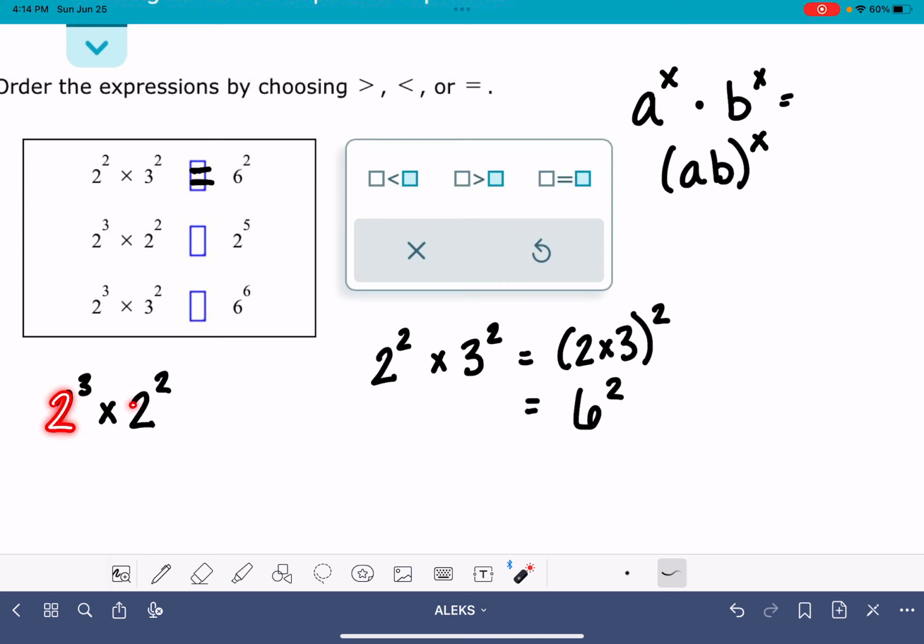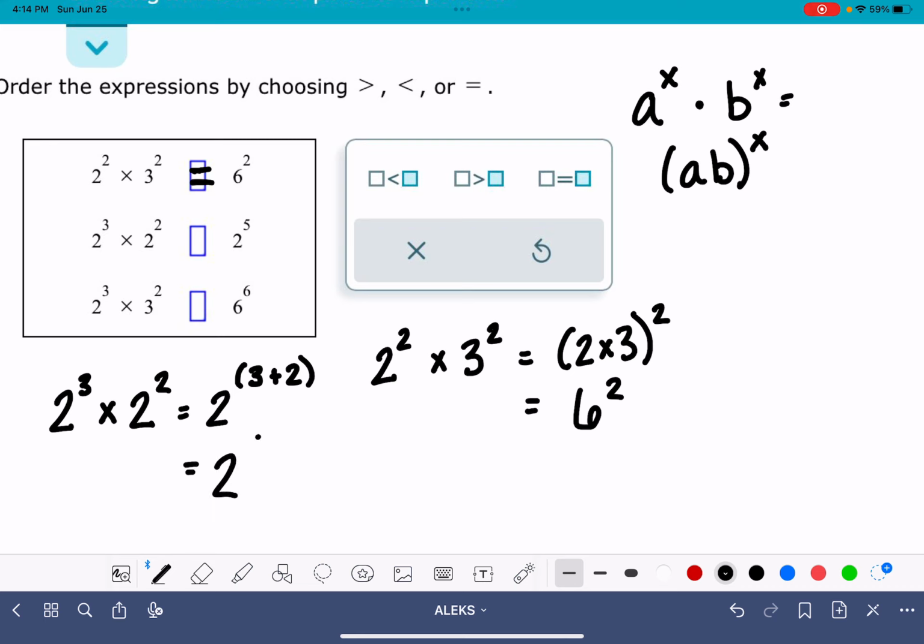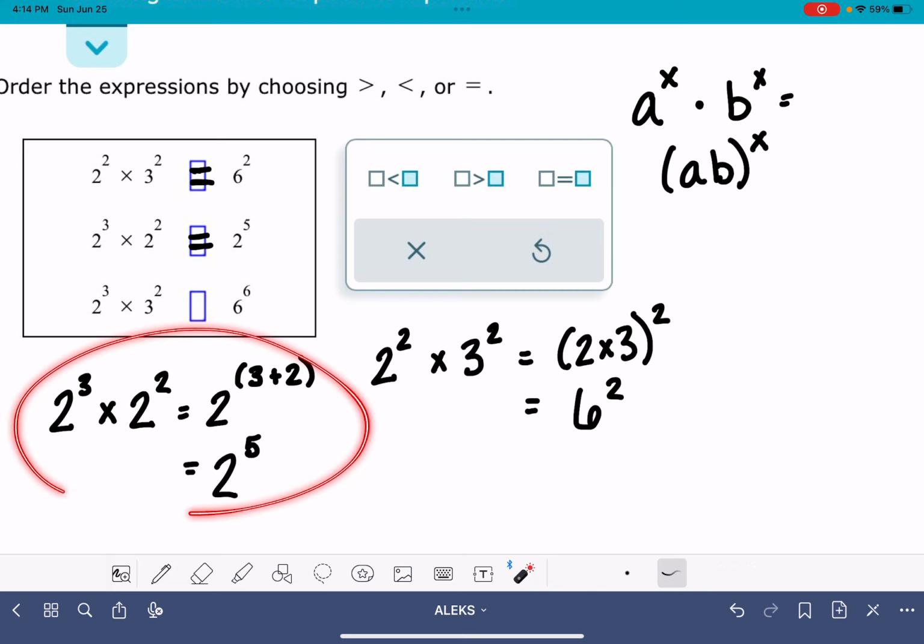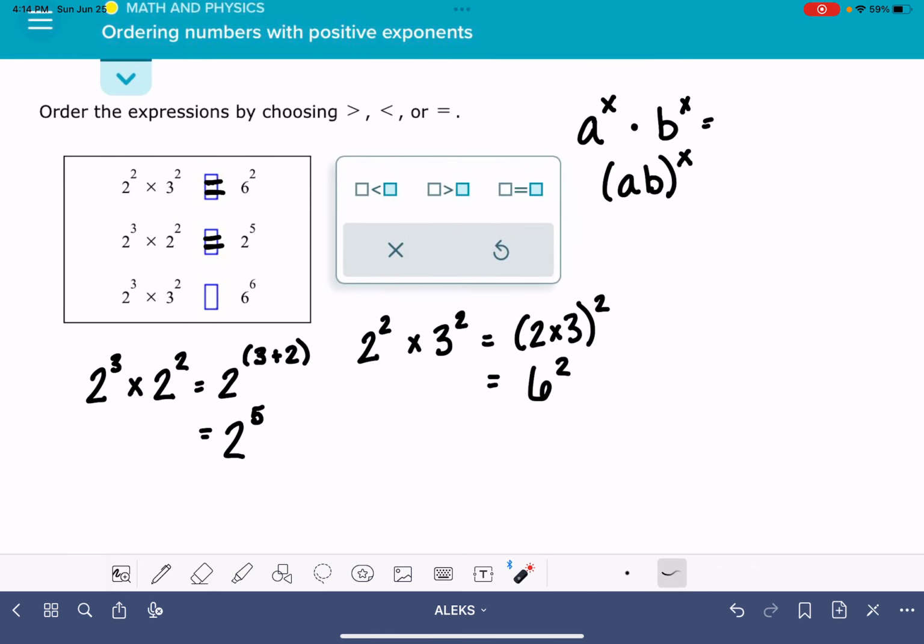When the non-exponential portion of the number is the same, but the exponents are different, the way that we work the math out on that is we keep that non-exponential portion of the number, the 2, and we add the exponents together. So in this case, 3 plus 2. And that is equal to 2 to the 5th. So again, we have an equality. And I'll go ahead and write that rule, the rule that we used right here. I'll write that over here on the side as well.